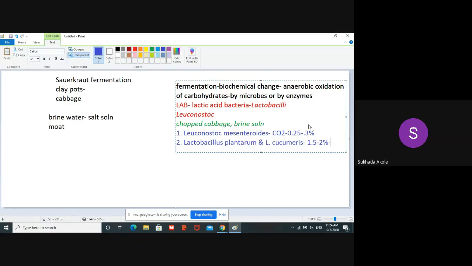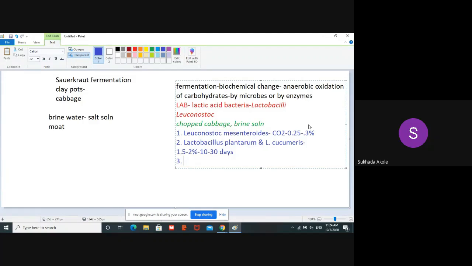Now this stage, that is changing 0.3% lactic acid concentration to 2% lactic acid concentration, will take anywhere between 10 to 30 days. मतलब 1 महीना उसको रखना है, इस स्टेज तक पहुंचने के लिए लगेगा.